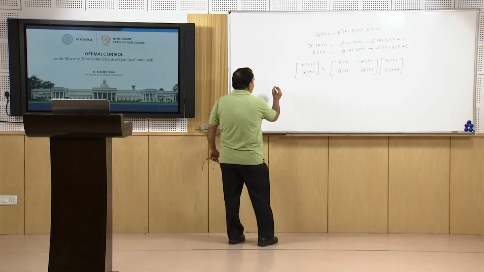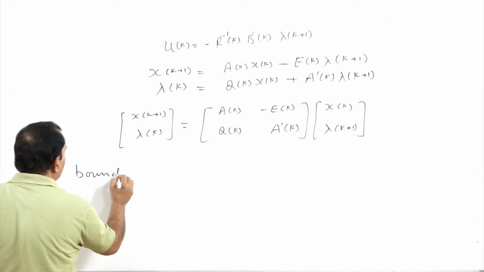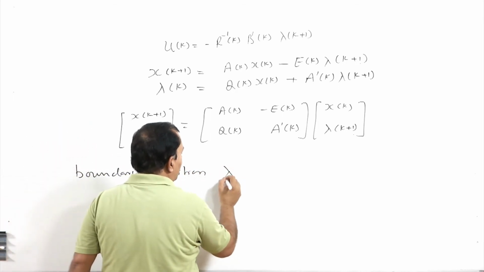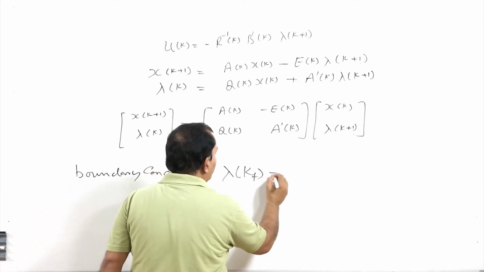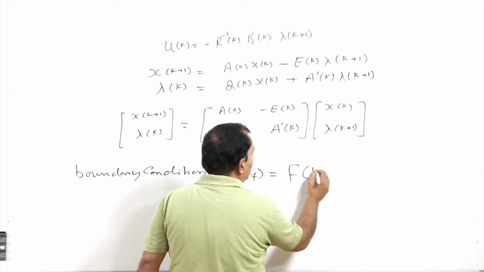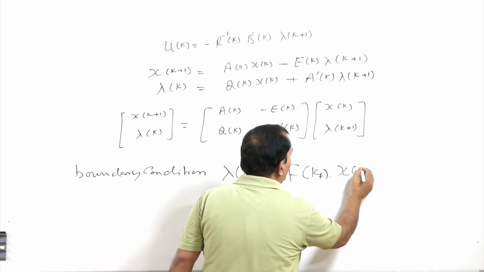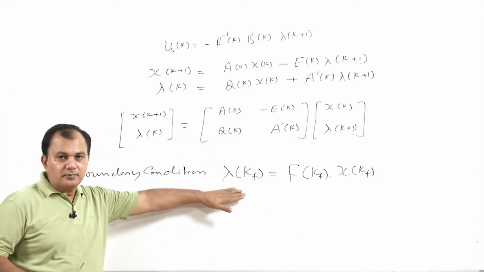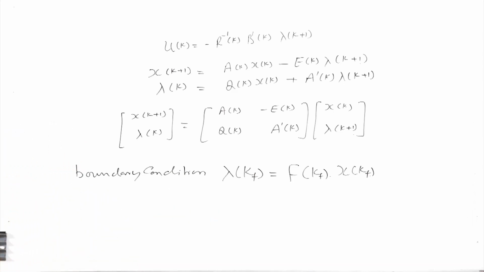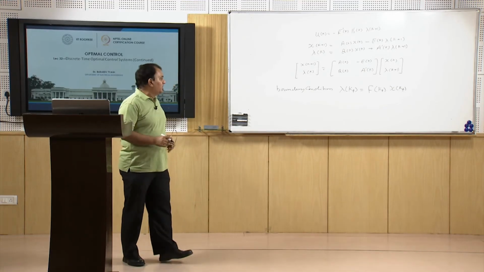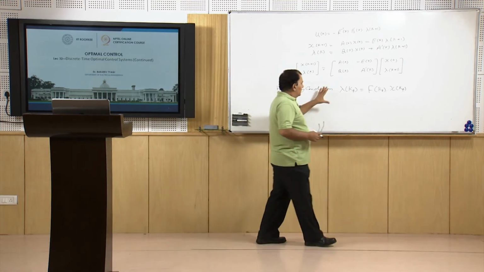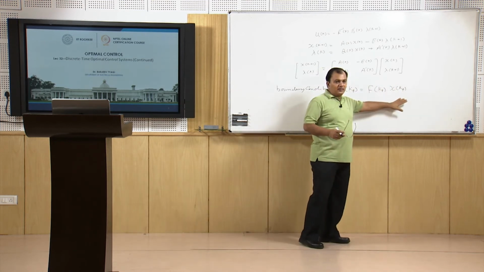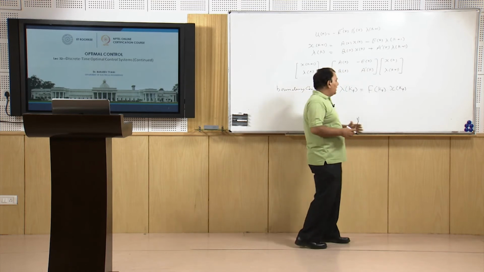So my boundary condition for this is lambda kf is F of kf x of kf. So this is my boundary condition. If you recall, this is similar to what we got in the continuous time system. So from here we can assume a relation between lambda and x.